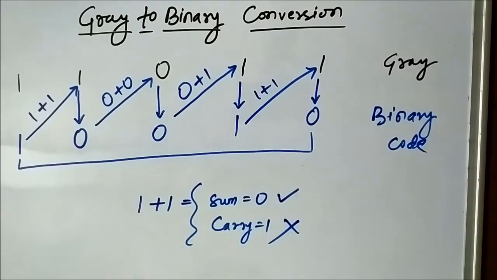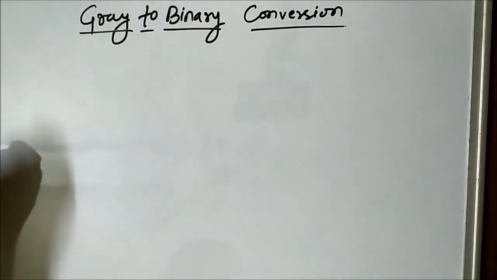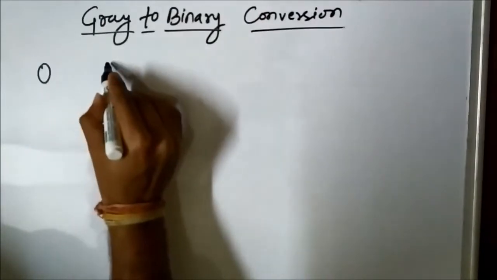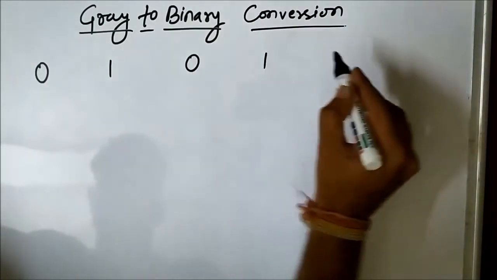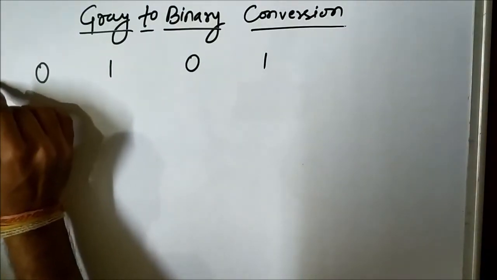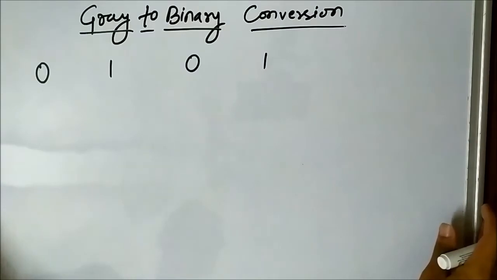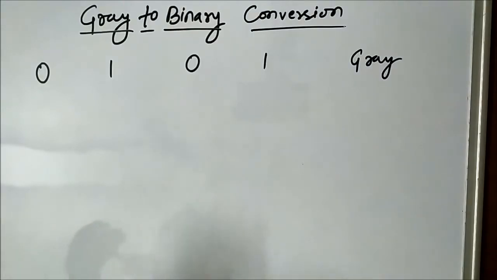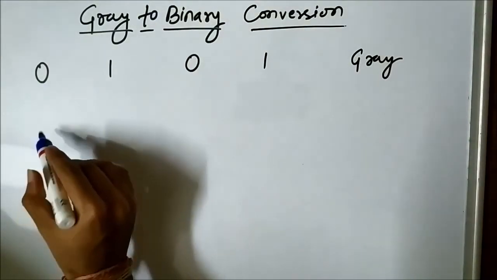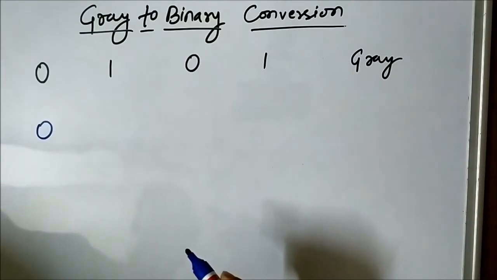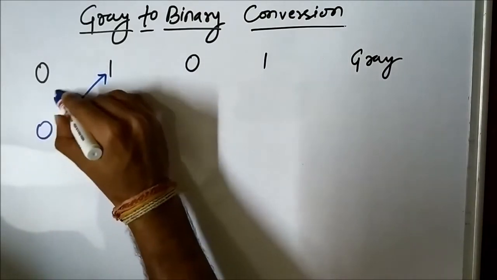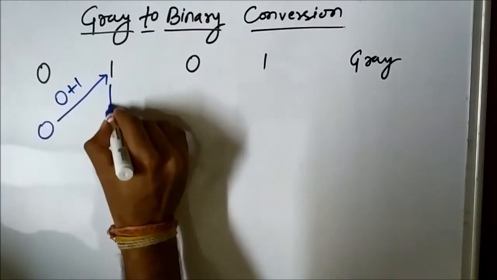Okay, so let us take another example. Let us say we have been given another gray code, 0 1 0 1. This is the gray code and we have to determine its binary form. We know that the MSB bit of the gray code is the same as the MSB bit of the binary. So we'll copy it as it is, 0. Then we'll perform the addition of this with the next bit of the gray code, 0 plus 1. So the result will be 1.